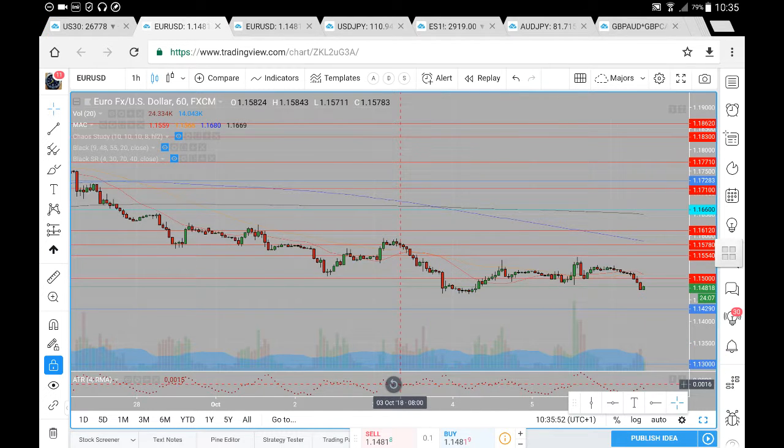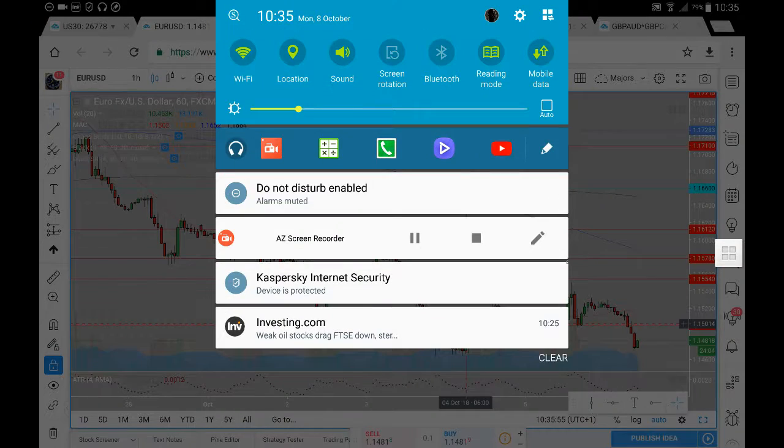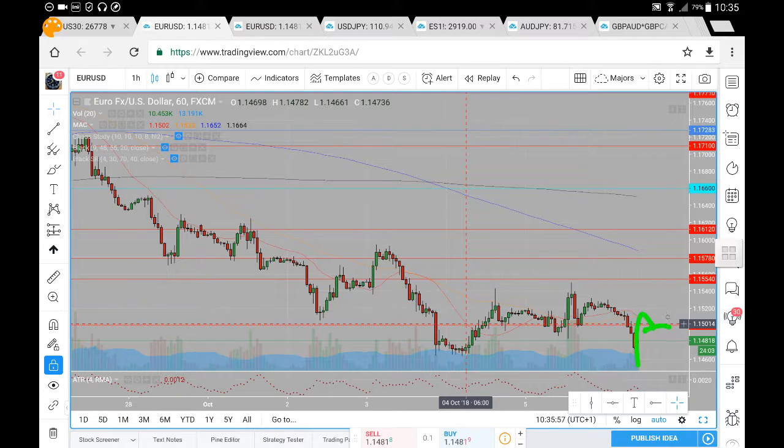If however we do see a break of the 115 here to the upside, if we can break and hold the 115, the very next level of note is to move up towards a 1554, successful break from which, then looking to target 1578 here on the euro dollar.